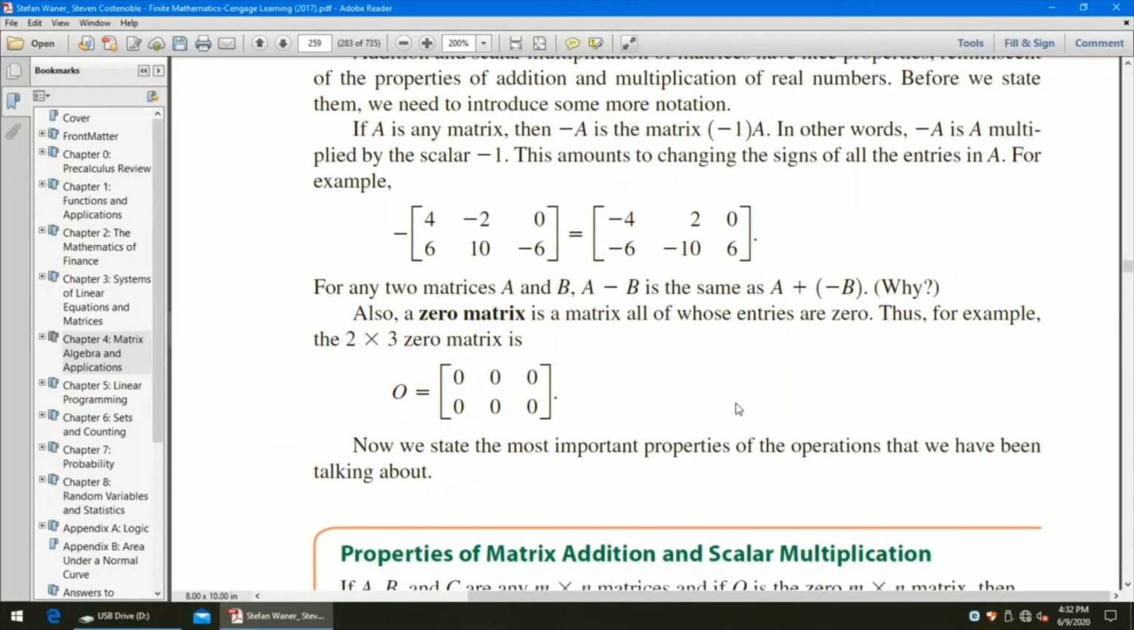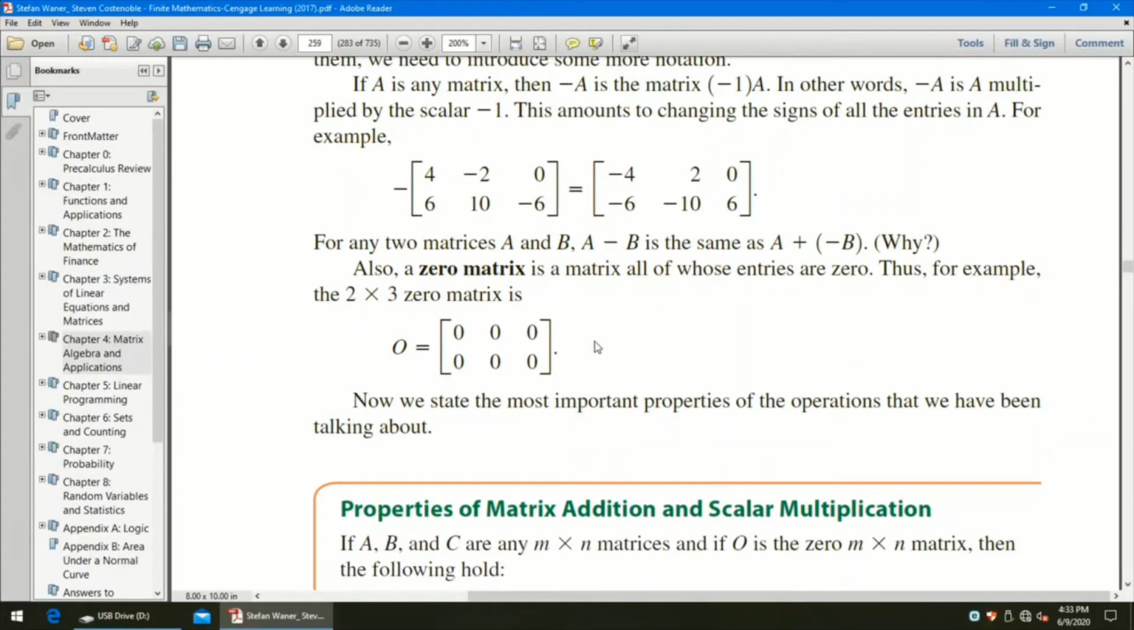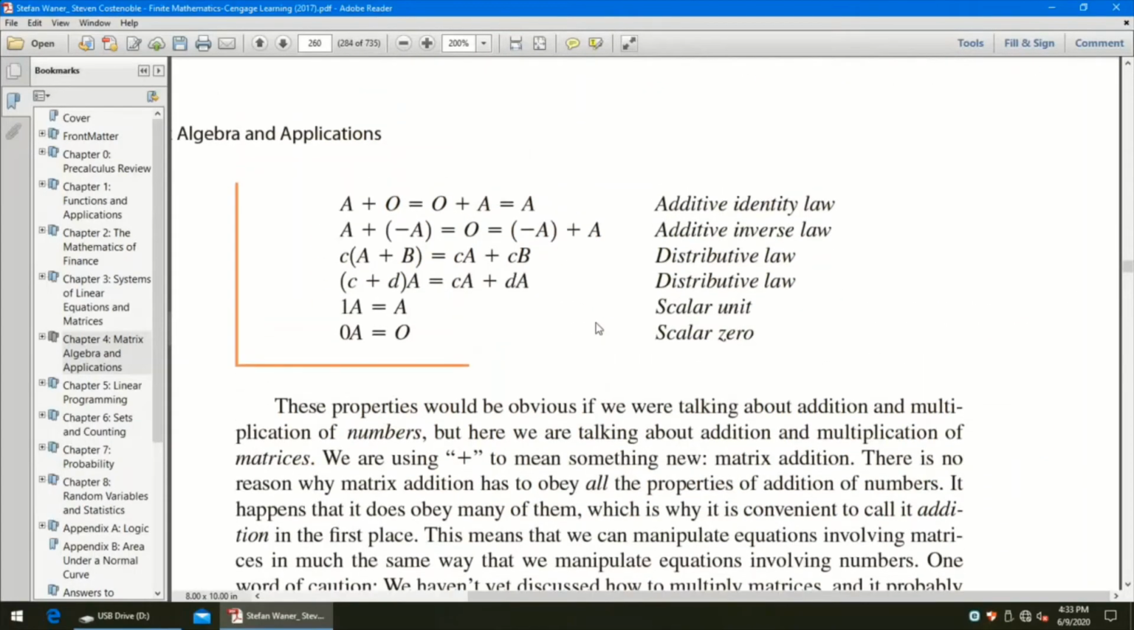Okay, so now we have the matrix where you can have a negative value, which is the exact opposite, the complement, like I said, minus A. Just invert or change all the signs of the entries. So it's minus 4, 2, 0, minus 6, minus 10, and 6. Then the zero matrix, where all entries are 0. Okay, so these are the properties.